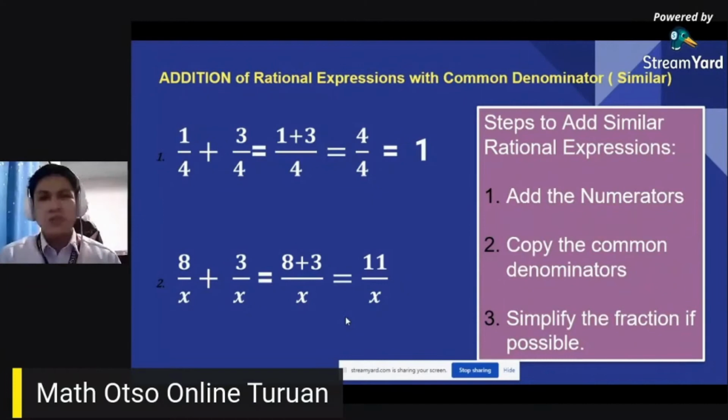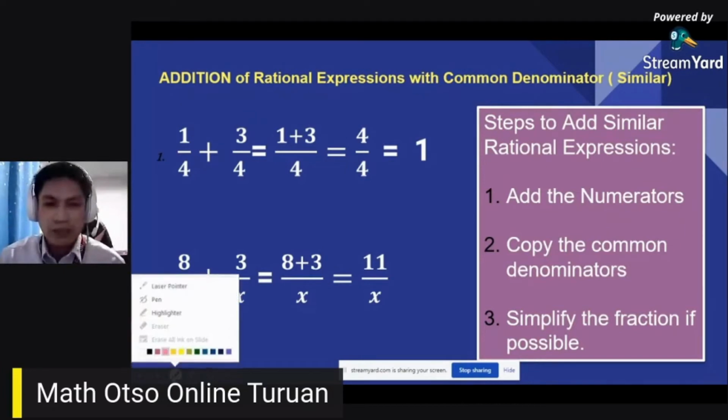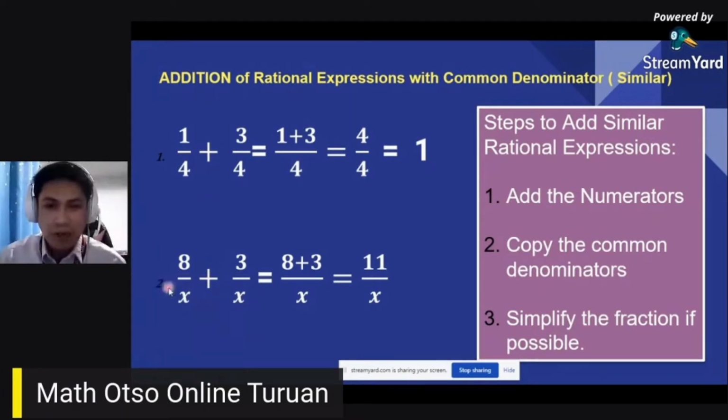So today, my task is to discuss to you addition and subtraction. Let's start with addition of rational expressions with common denominator, or what we call similar or like terms. For example, we have number 1. Take a look at the given: 1/4 plus 3/4. Let's use the laser pointer.